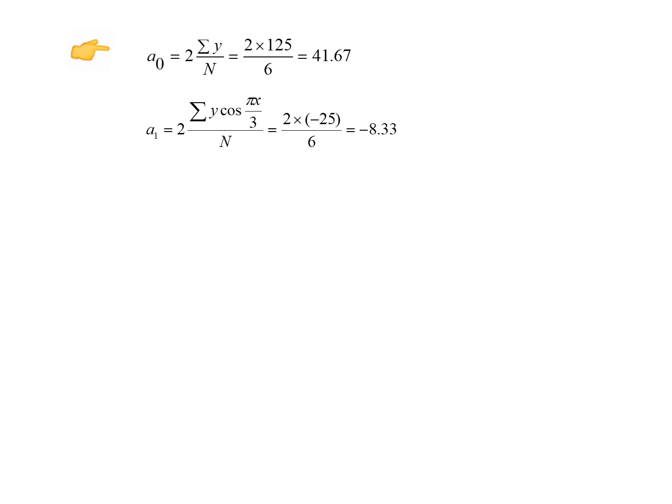Similarly, A1 is this formula, and remember sigma y cos pi x by 3 we got as minus 25, so substitute that. Similarly, this is the formula for B1, and sigma y sin pi x by 3 also we can get from the tabular column, and that was minus 3.465. So substituting, we get the answer for B1.